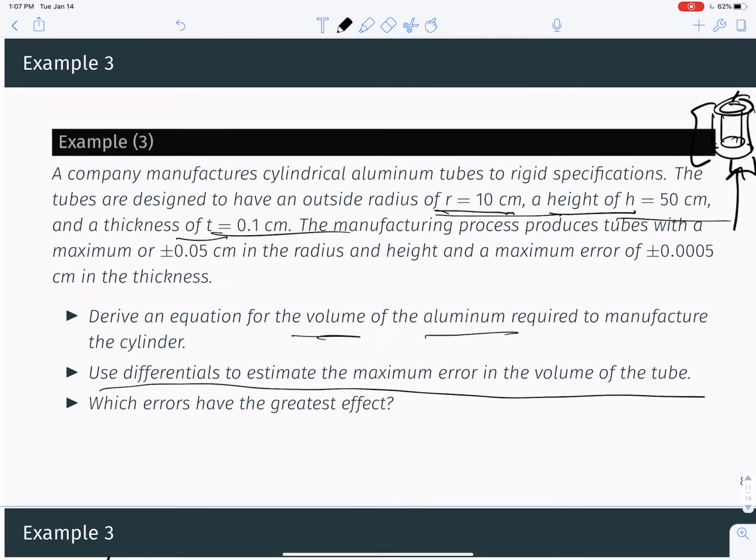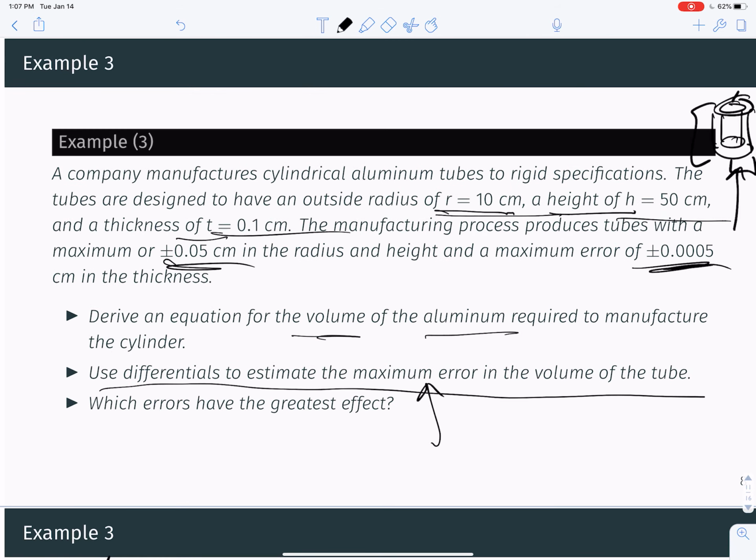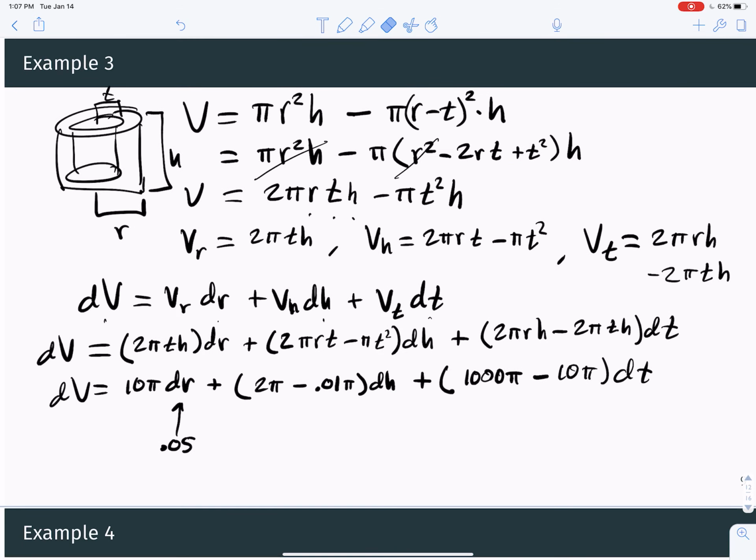So in the worst case scenario, what's the maximum error? Well, the errors were what? 0.005 for t and 0.05 for r and h. So you could see what would happen if you put in 0.05 as an error. Let's see, is that right? Yeah, 0.05 here, 0.05 here, and 0.005 there. And you can figure out what the maximum worst case scenario error is in terms of your volume if everything else is off. Okay.